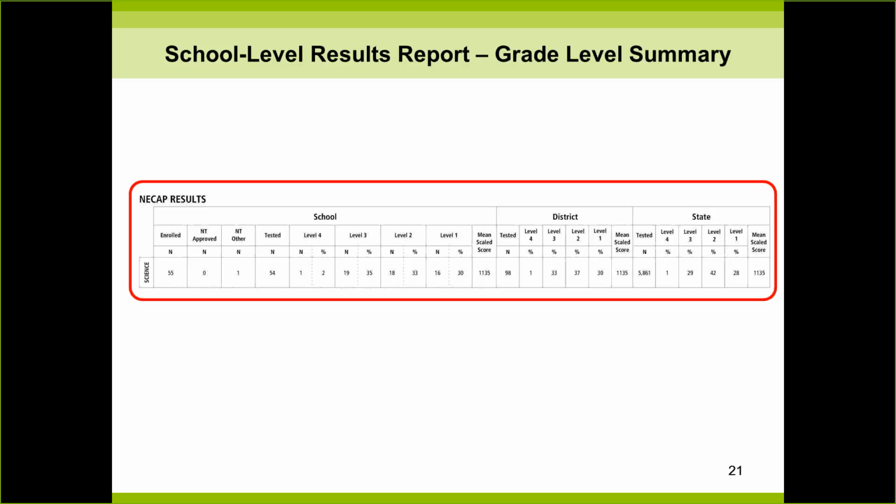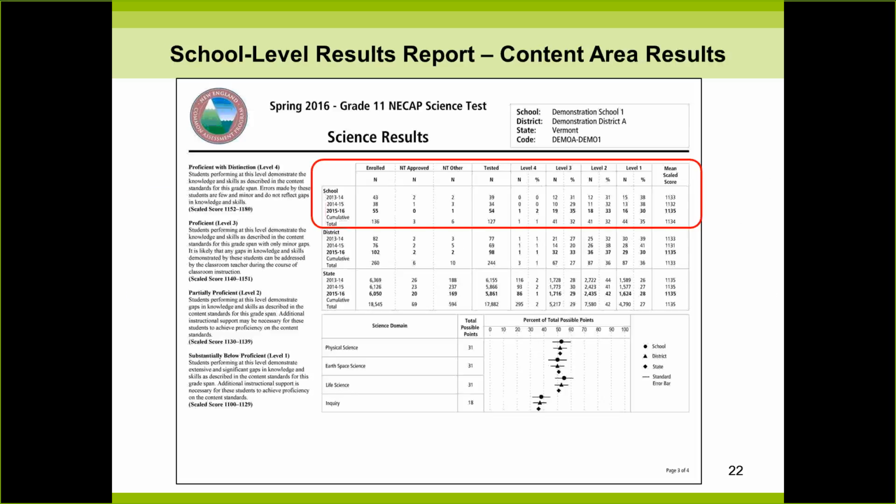Additionally, within the NECAP results section, you will see the mean, that is, the average, scaled score for the school, district, and state. It is important to point out that the 4 achievement levels, substantially below proficient, partially proficient, proficient, and proficient with distinction, are represented in this particular chart by the numbers 1, 2, 3, and 4.